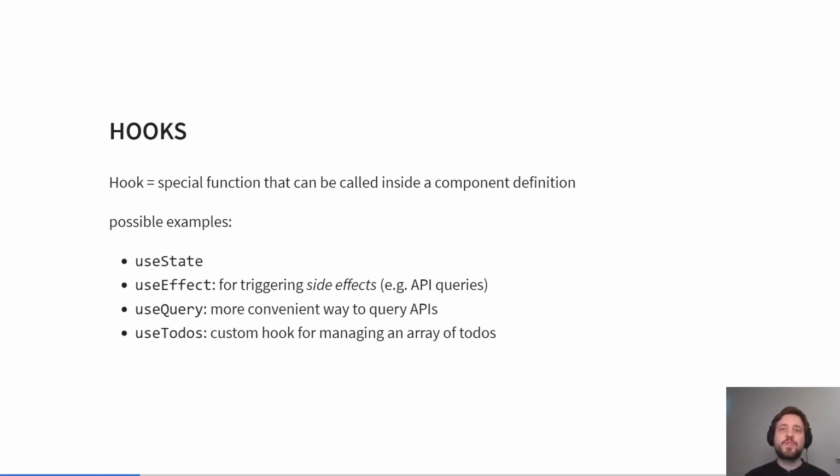Hooks are special functions that can be called inside a component definition. Examples of hooks would be useState, which is the most important hook in React; useEffect, which can be used to trigger so-called side effects, for example, API queries; useQuery for a more convenient way to query APIs; or useToDos, which could be a custom hook for managing an array of to-dos in the state.